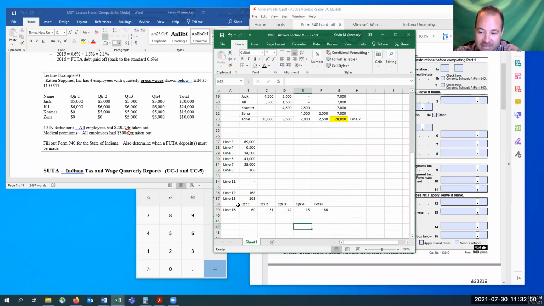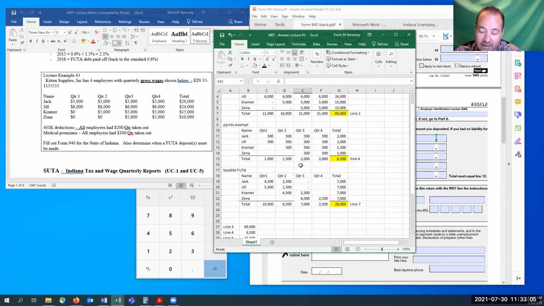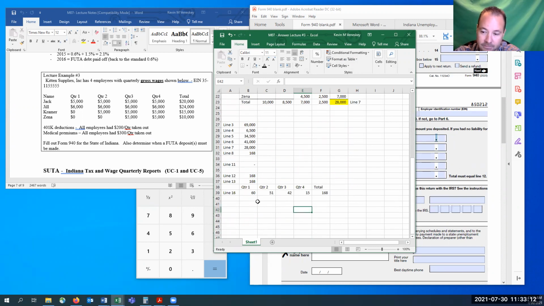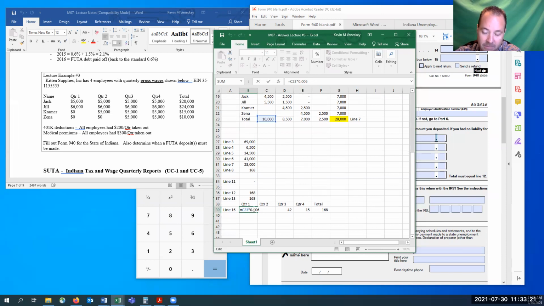Okay, so line 16, we're down to the second half. How much in liabilities did I have collected through quarter one? This doesn't mean I paid it. This is just how much was due by the end of quarter one. All we've got to look at is how much was taxable in quarter one, 10 grand, and multiply that by 0.006. So going up to my third table and multiplying it by 0.006. And then I'm going to do the same thing for each of the quarters. And when you add up all 4 quarters, you better get the same as line 12.